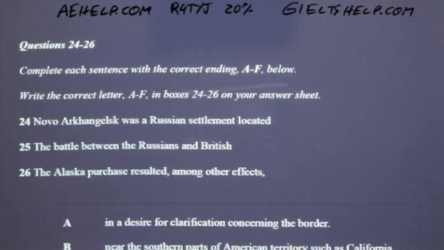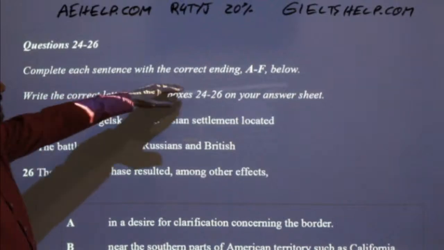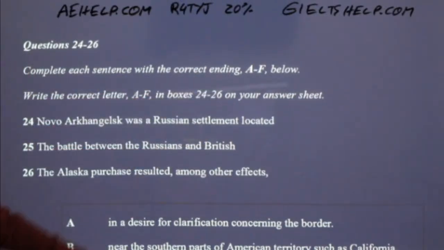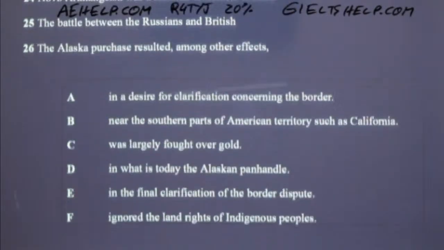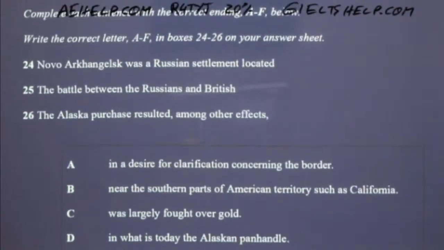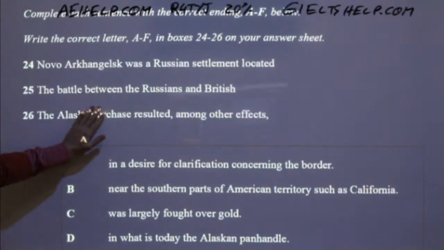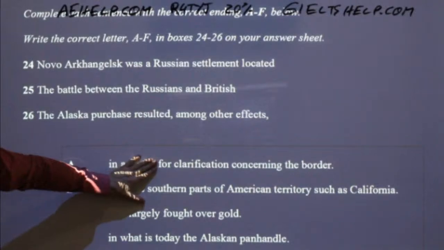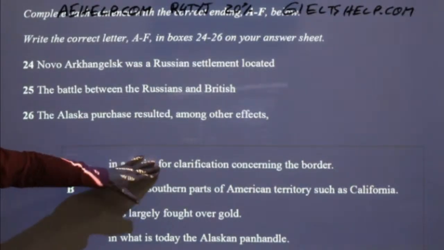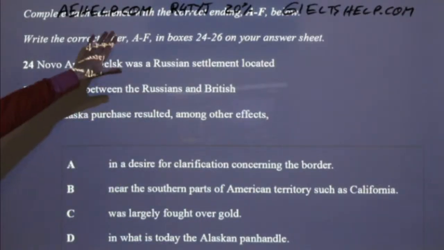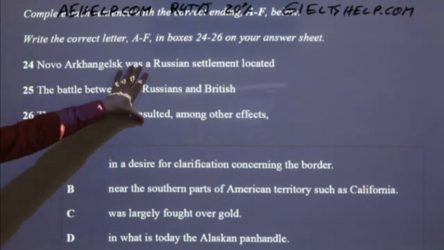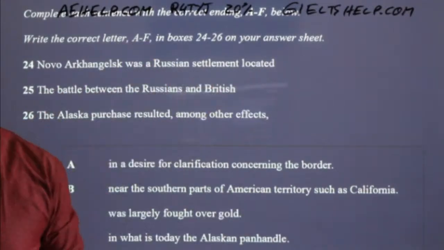Now here, I have to complete each sentence with the correct ending. I have these half sentences, and then I have these endings. I have 6 choices and 3 half sentences, which tells me that half of my choices are wrong, maybe not in the text, or maybe wrong information. So I don't worry about my choices. I just worry about this information here, because I know that this information is in the passage. So I read those statements.